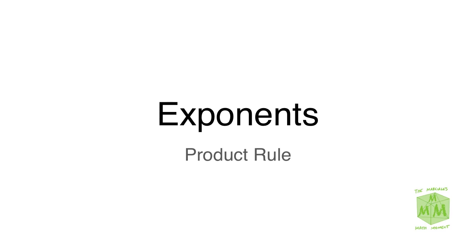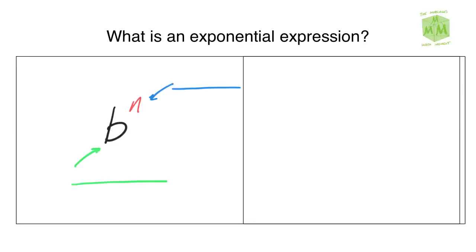We're going to talk about exponents and we're going to get into the product rule. So let's do it. First, what is an exponential expression? Well, over here we have what looks like b to the n. So we would say that some number raised to the n power, b to the n. This red n is known as the exponent.